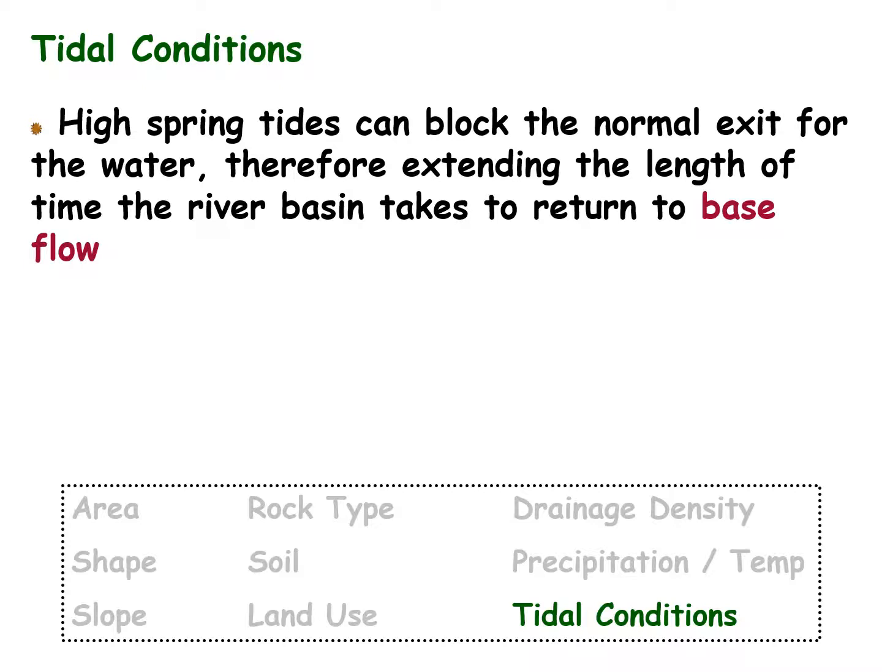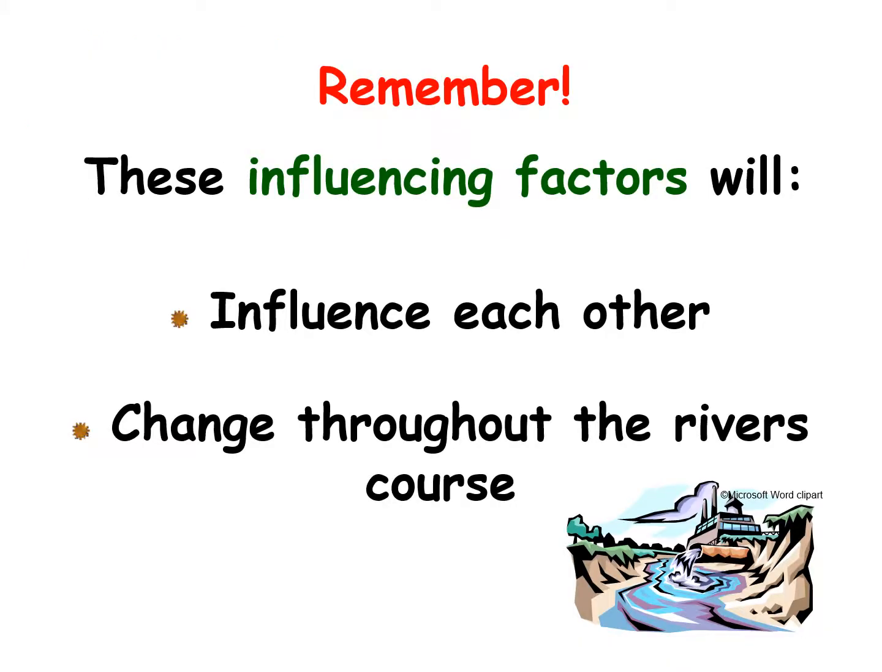Tidal conditions are also important: high spring tides can block the normal exit for the water, therefore extending the length of time the river basin takes to return to the base flow. So these influencing factors will influence each other and change throughout the river course.